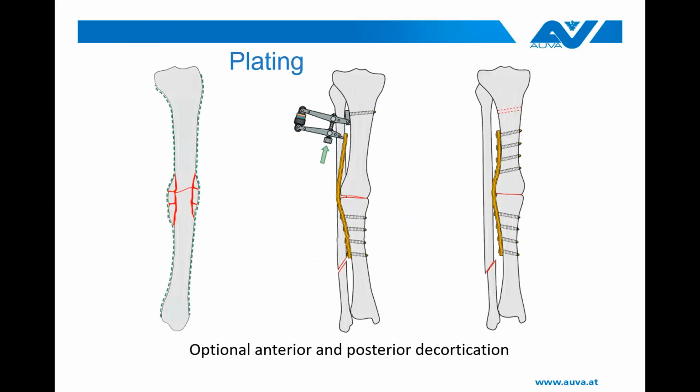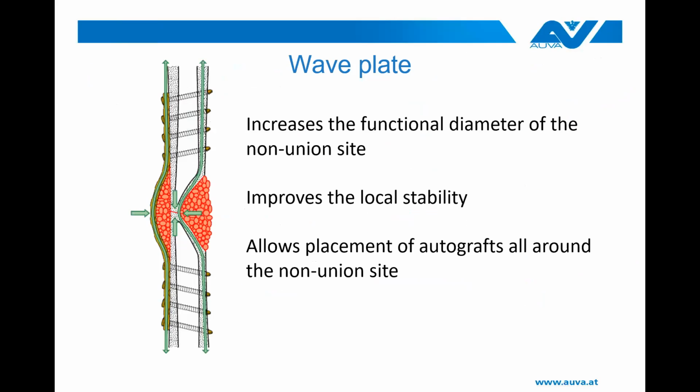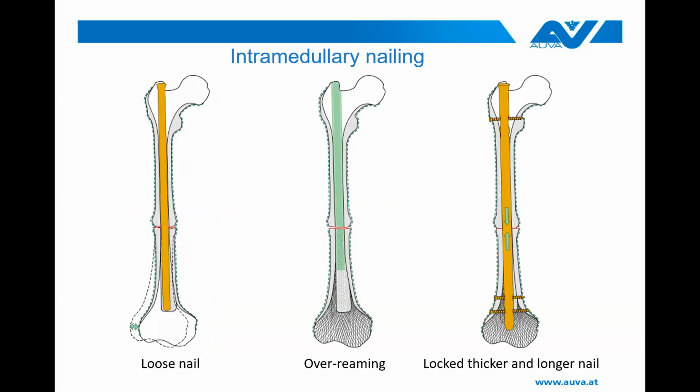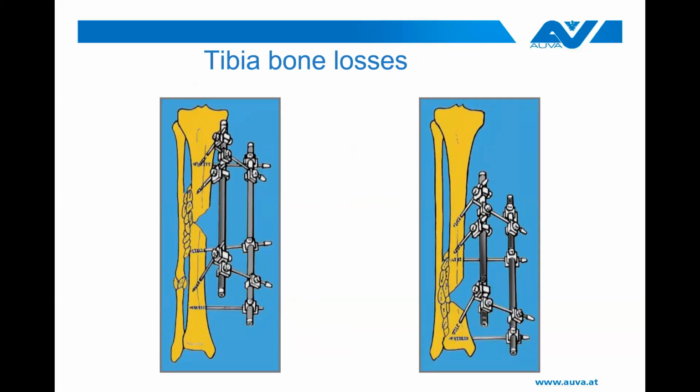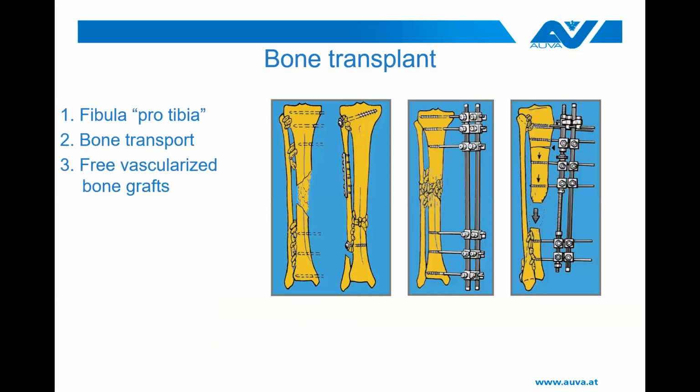You can plate them. You can use wave plates. So you put the bone graft under the plate and you reconstruct the bone on the other side. You can do intramedullary nailing. You overream. You use the thickest nail you will get. You can do resection with a fibular, vascularized fibula graft, for example. You can do an X-fix with a bone graft in the tibia bone loss, for example. You can do bone transplants, as I told you.